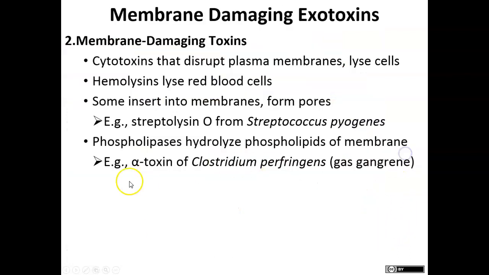So both are neurotoxins. Then we have membrane damaging toxins. These are cytotoxins that cause damage to the plasma membrane of cells. They can be hemolysins, which damage or kill, break down red blood cells. They can be phospholipases, which cause the phospholipid membrane to break down. And in all cases, they kill the cells, causing the damage. So streptolysins from Streptococcus pyogenes cause hemolysis of blood cells. Phospholipase of Clostridium perfringens breaks down the plasma membrane of cells, causing gangrene.